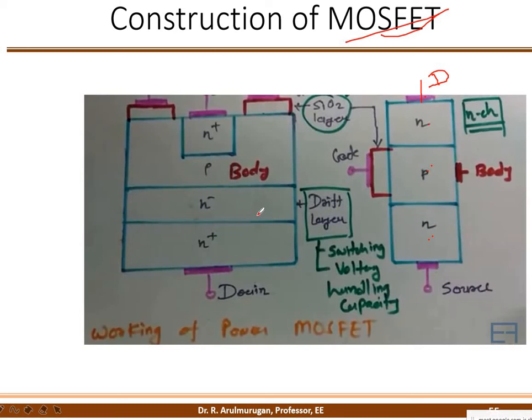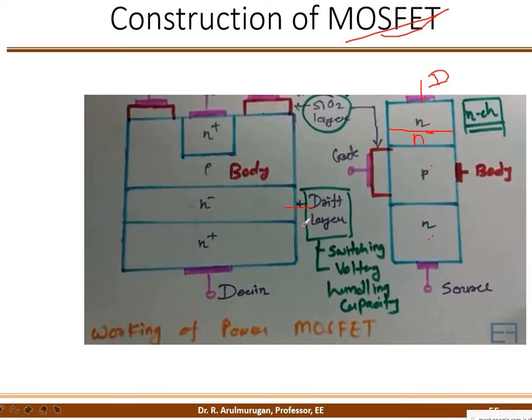Another thing is the drain terminal. Here is N plus, and here is N minus. What is N minus? It is called a drift layer. You will draw a very big diagram, with the drain, then N plus, and then N minus. So N minus is called the drift layer.